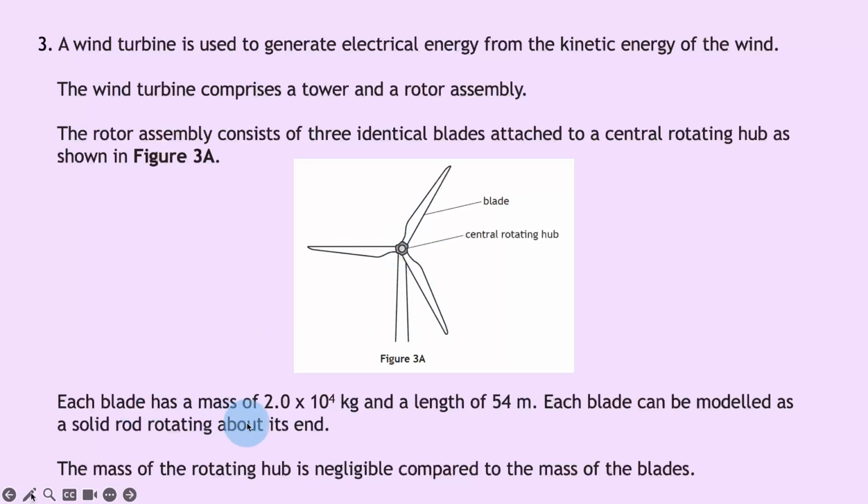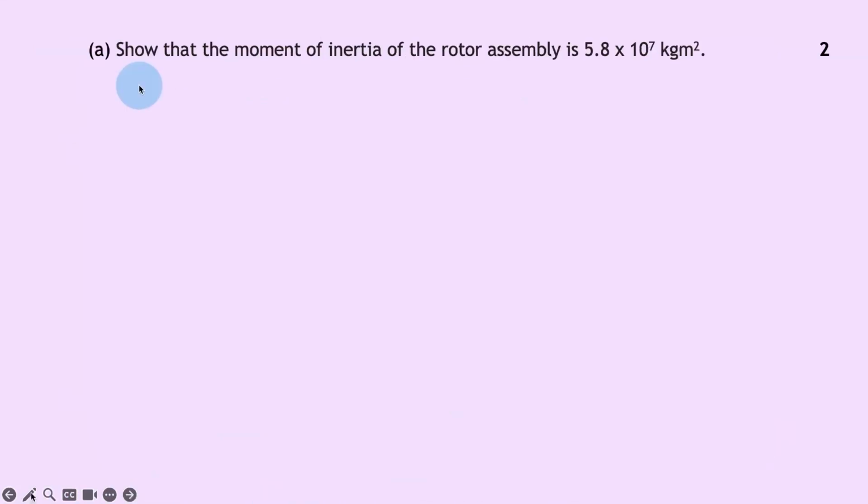It says each blade has a mass of 2.0 times 10 to the 4 kilograms and a length of 54 meters. Each blade can be modelled as a solid rod rotating about its end. The mass of the rotating hub is negligible compared to the mass of the blades. Part A says show that the moment of inertia of the rotor assembly is 5.8 times 10 to the 7 kilogram meter squared, and there's 2 marks available here.